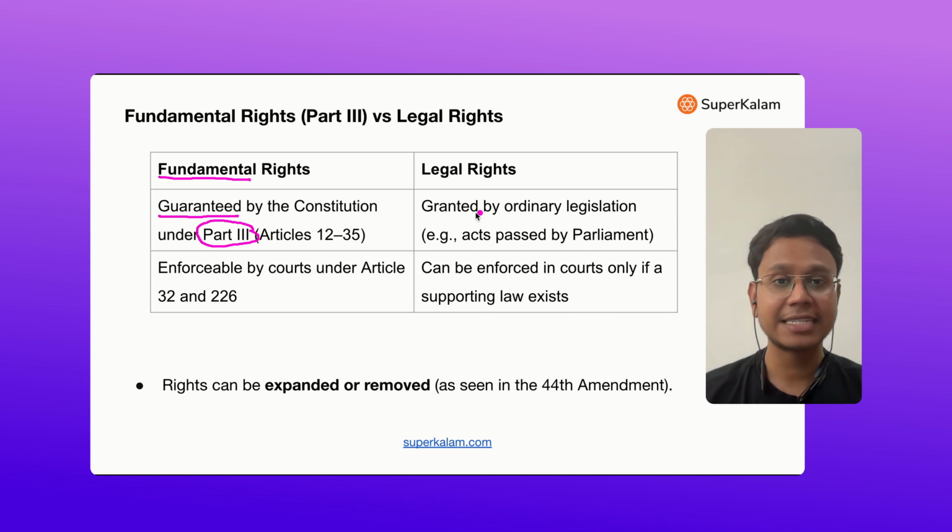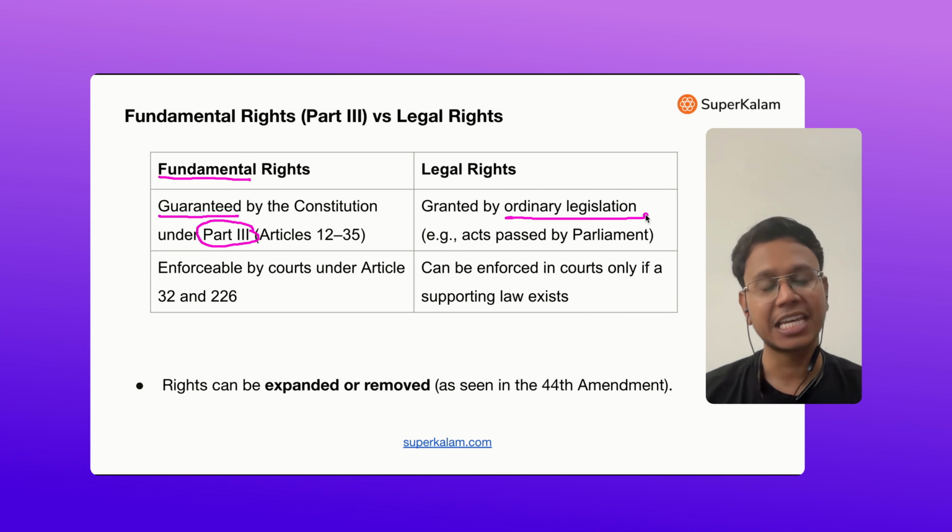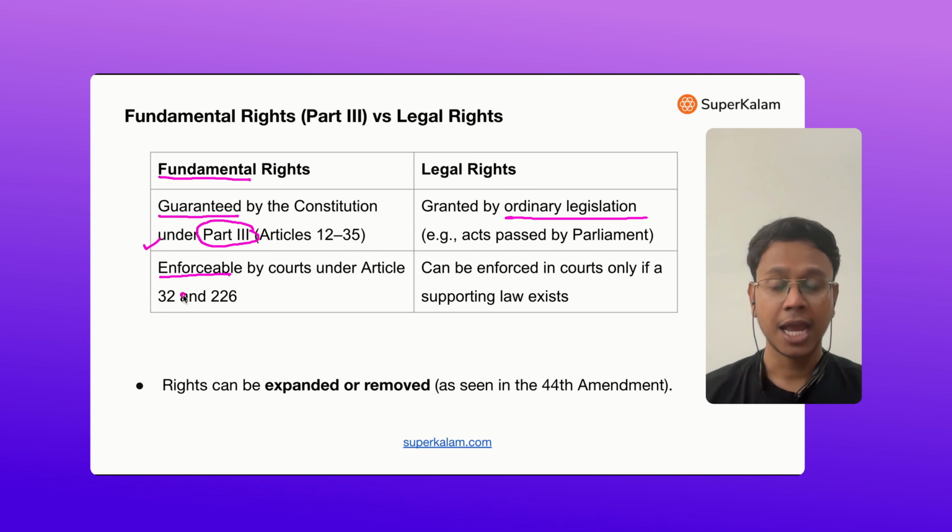But legal rights are made by ordinary legislation. For example, Parliament will make an act, and that act can give you a right. I'll give you an example for this, don't worry. Fundamental rights are enforceable by courts, which means if Part 3 rights are violated, you can directly go to court. You can go to the Supreme Court or High Court and say that your rights are violated, and the court will act. That's the meaning of enforceable.